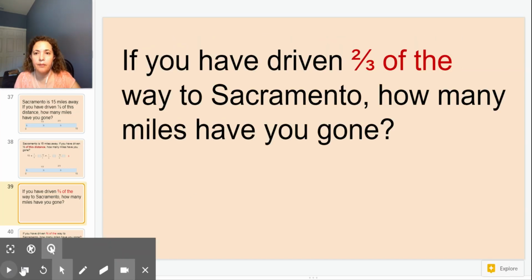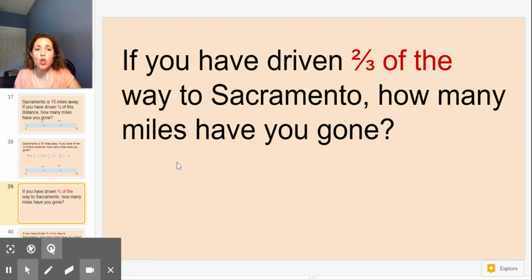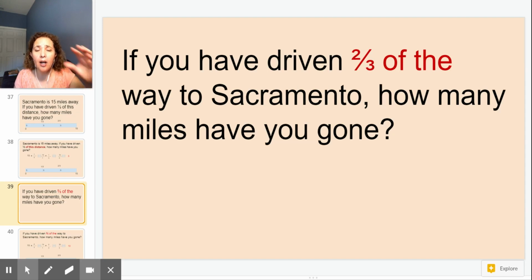Okay. If you've driven 2/3 of the way to Sacramento, how many miles have you gone? Remember, 2/3 of the way. So "of" something, 2/3 of something means what? Multiplication. Good. Multiplication. All right.